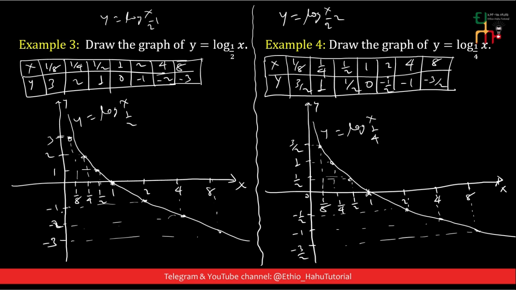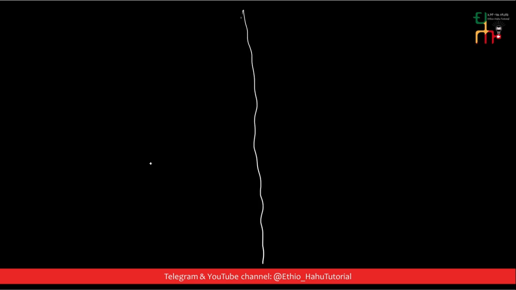Therefore, in this case, the base of this graph is 1 over 2, whereas the base of this graph is 1 over 4. But for a less than 1 and greater than 0, the graph is close to the x-axis when a is getting smaller and smaller. In this case, this graph is closer than this graph.